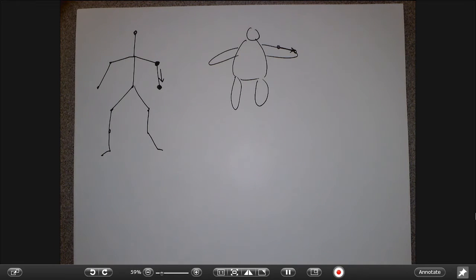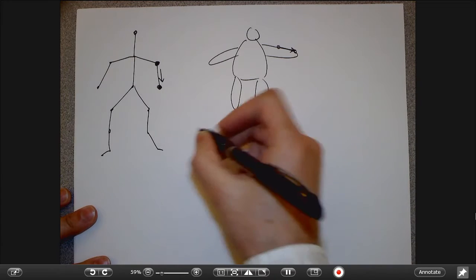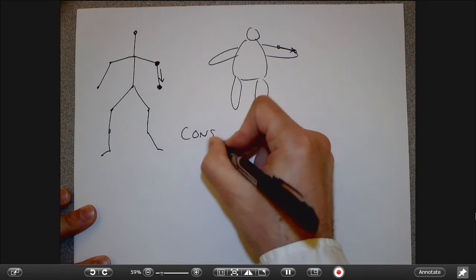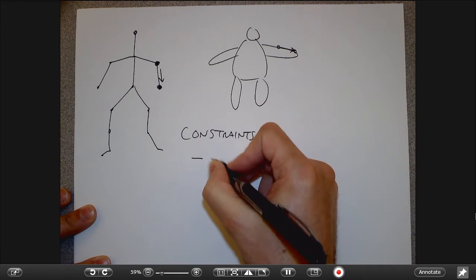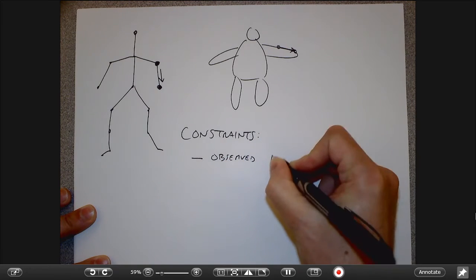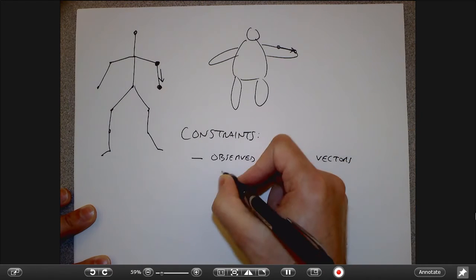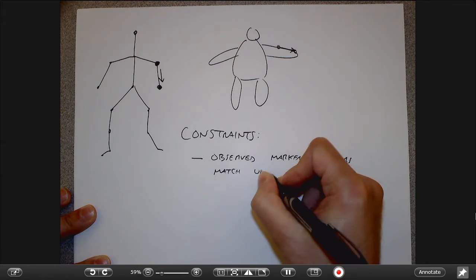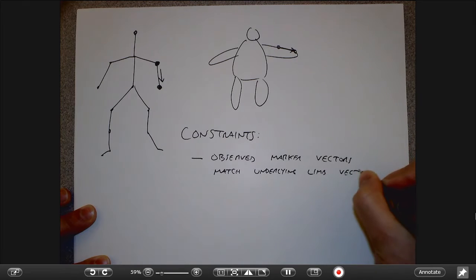Okay. So you can say, in addition to just making sure that the points are right, I also want to make sure that these vectors match up, right? And then you could also put some further constraints on it. So let me just make a list of possible constraints. One constraint is: observed marker vectors, let's say, this is pretty casual, match underlying limb vectors. That's what I tried to draw here.